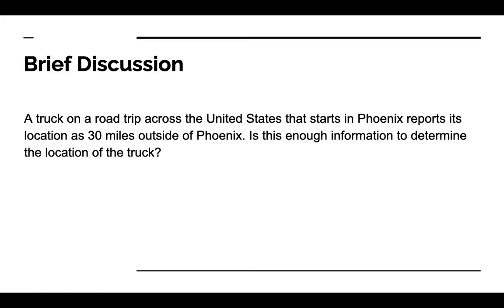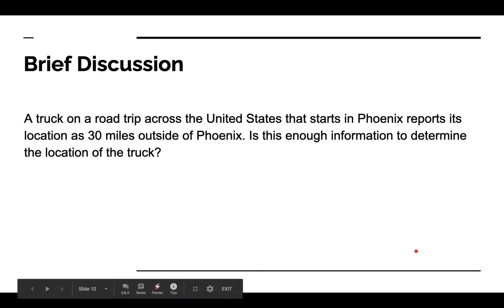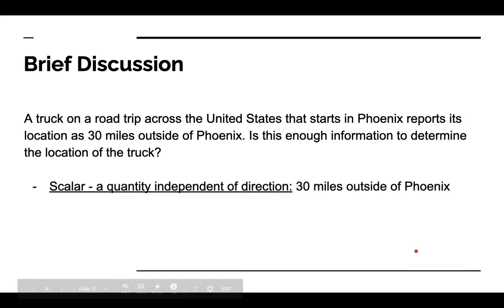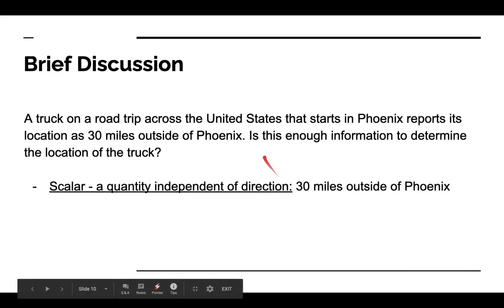So for our discussion here, a truck on a road trip across the United States starts in Phoenix, and reports its location as 30 miles outside Phoenix. We want to know, is this enough information to determine the location of the truck? Well, if we think about things, it's really not. It could be 30 miles northeast, it could be 30 miles south, 30 miles west, and so on and so forth. So what we need is an additional direction in order to specify the location of the truck. So this distinguishes what we call a scalar from a vector.